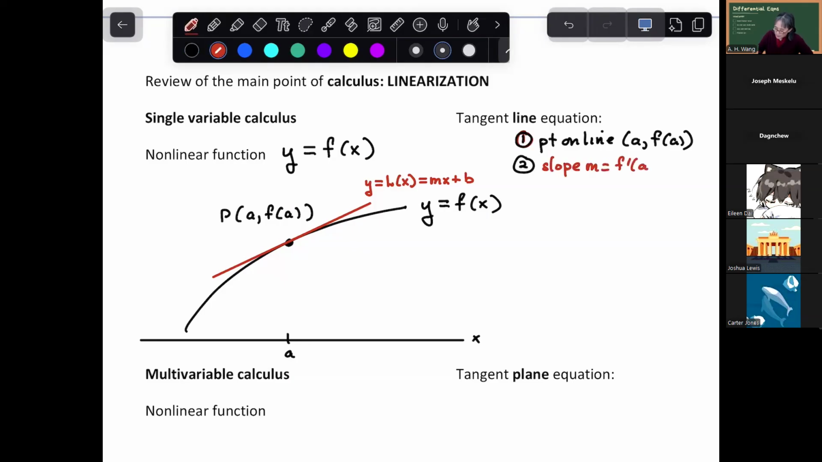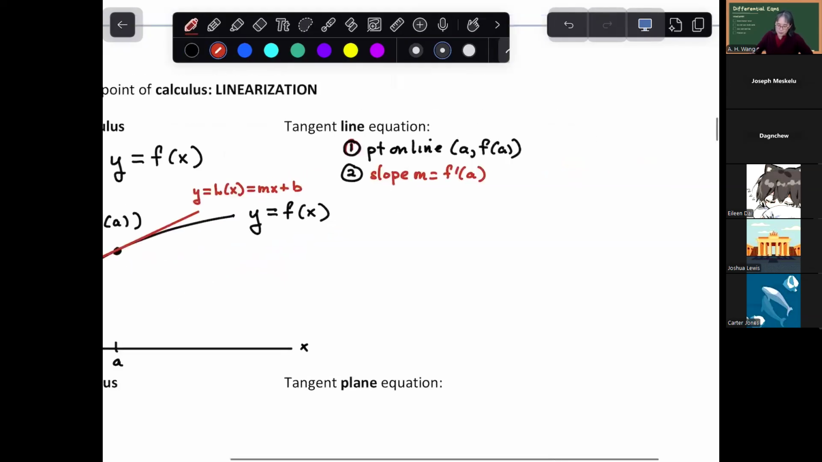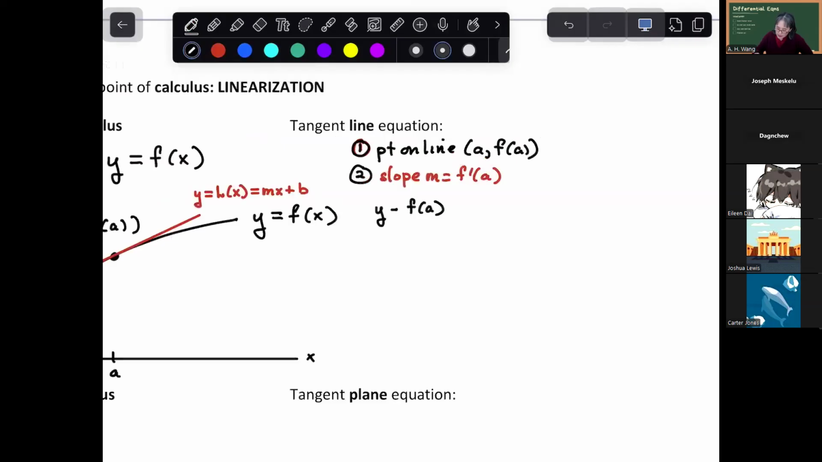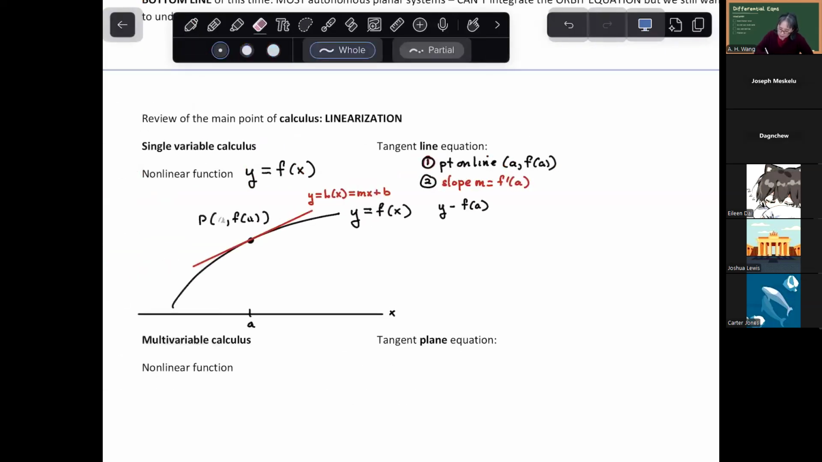F prime of a. And then you have your tangent line equation, right? So you do the slope intercept. So you go y minus f of a. And let me go ahead and now, instead of using a, maybe I'll use x naught. So this will make it a little bit simpler a little bit later. Okay, so let's just relabel everybody. So instead of a, let me just do x naught. So here's x naught, right? X naught, when you plug it in, that's f of x naught. And then you have this.